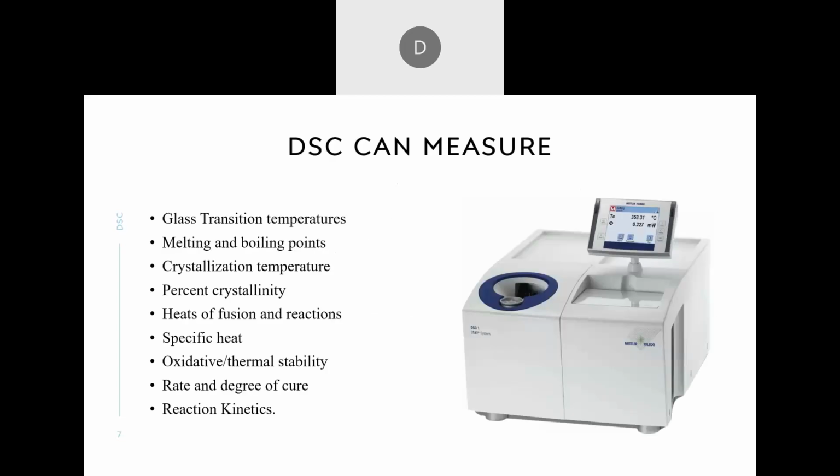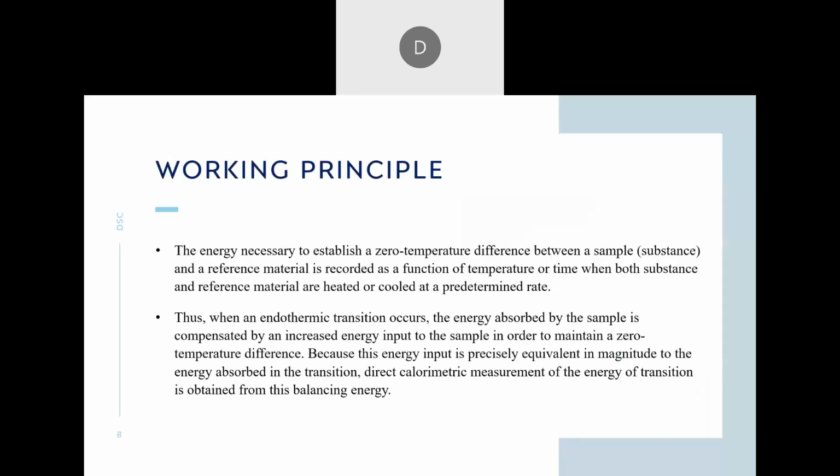Now, what can DSC measure? DSC can measure glass transition temperatures, melting and boiling points, crystallization temperatures, percentage of crystallinity, heat of fusion and reactions, specific heat, oxidative and thermal stability, rate and degree of cure, and reaction kinetics. These all can be measured using differential scanning calorimetry.